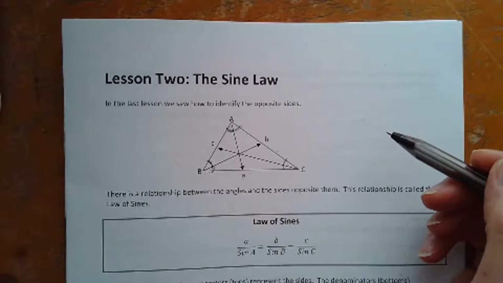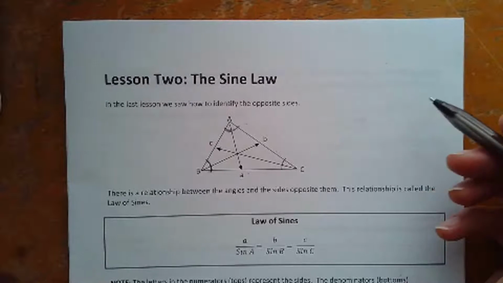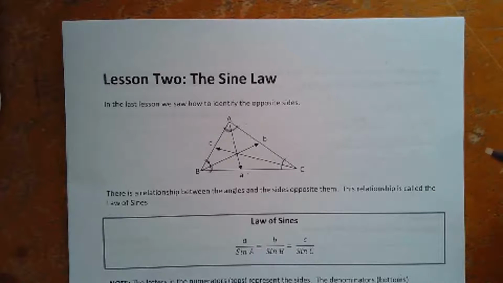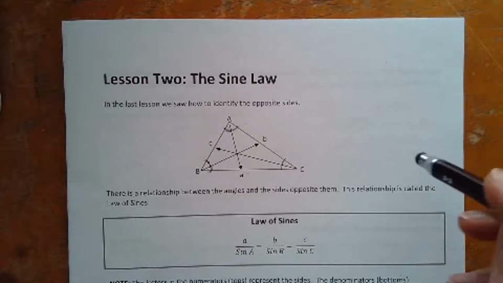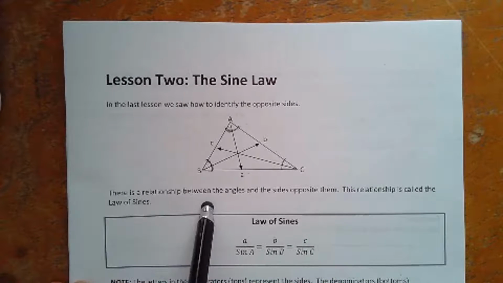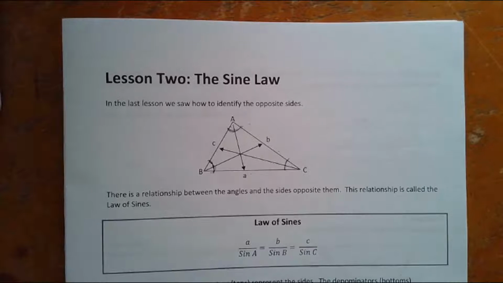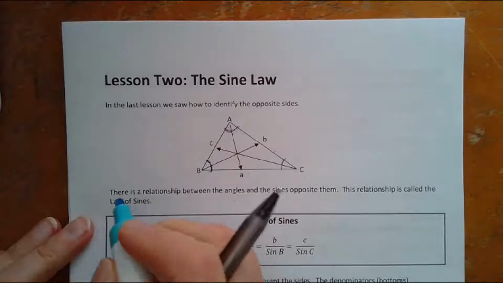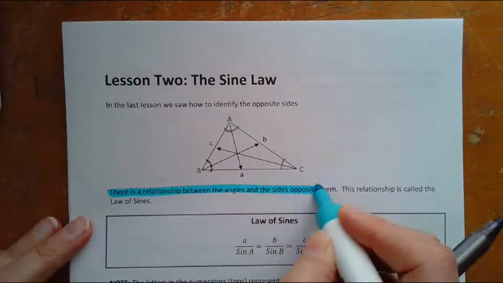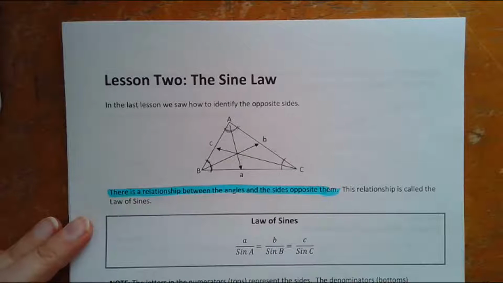That was important to know in lesson 1, but it becomes crucial to know in this next part of the course. There is a relationship between the angles and the sides opposite them. So that's really important. This relationship is called the law of sines. That's why they partner up like that.